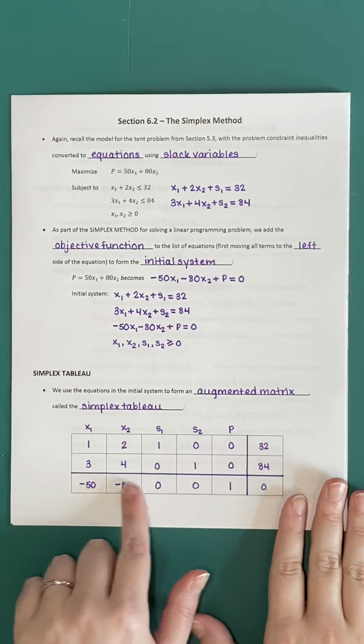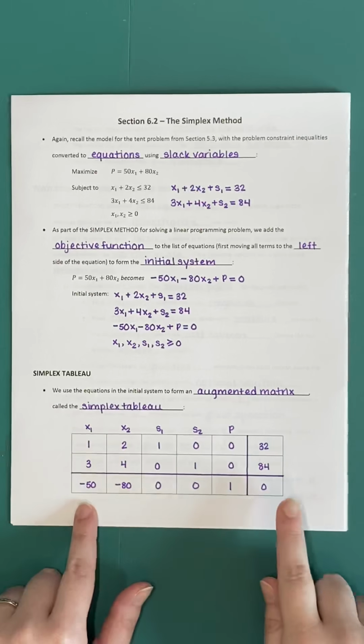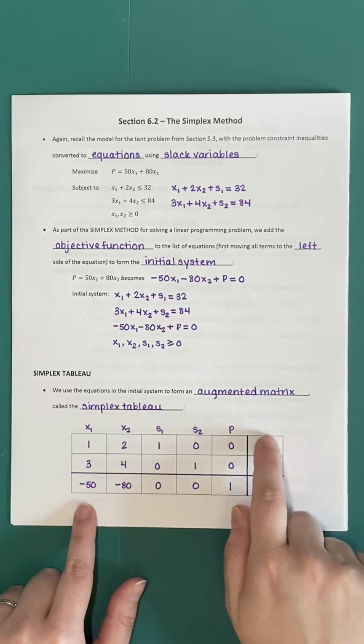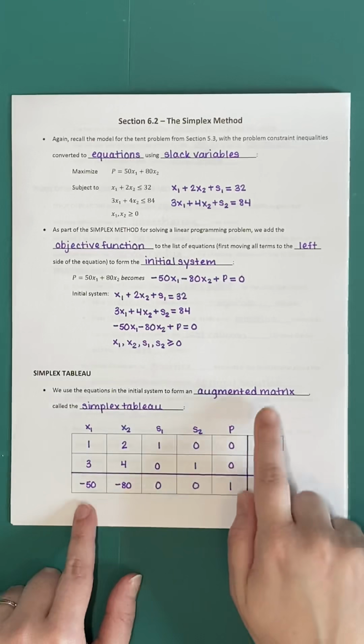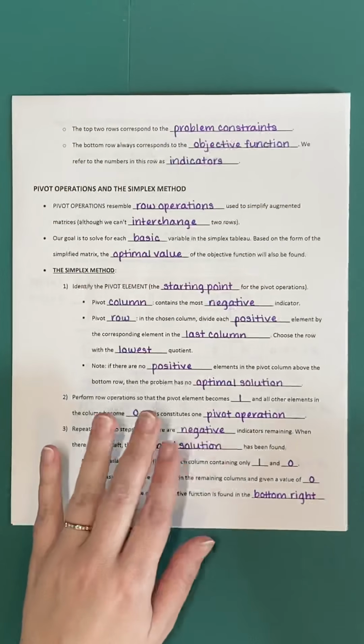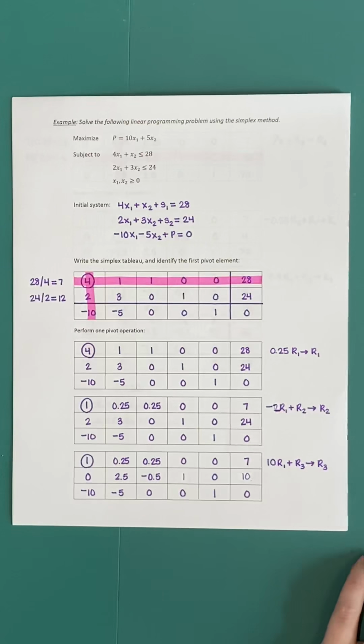So once we have all of our negative indicators cleared, we clear the columns that go with those. We can read off our optimal value in the bottom corner, and then we can read off our variable values based on what we have in this far right column. So we're going to do a few examples. Let's start with this problem.